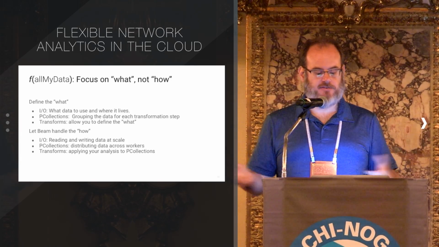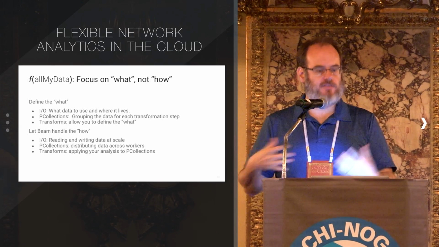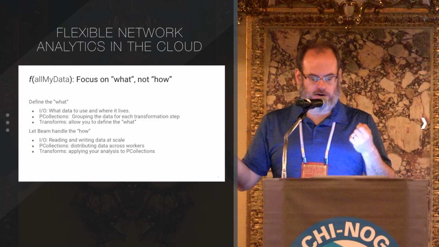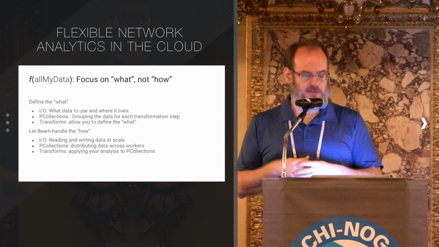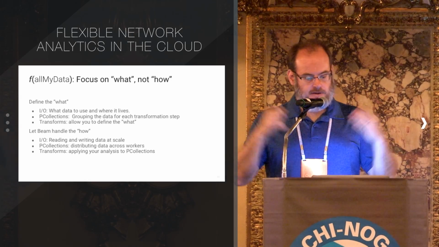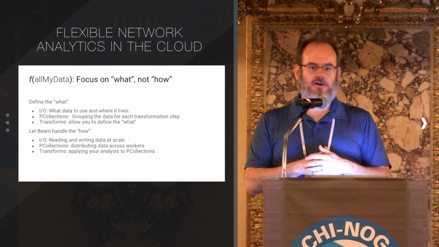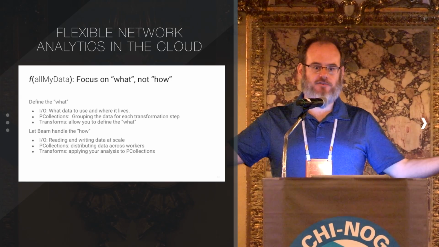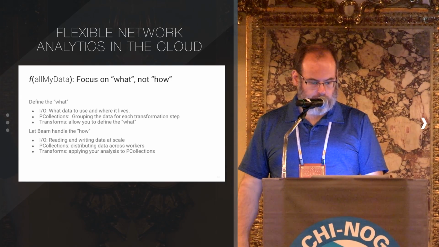Same thing with P collections. You group the data together in useful ways for the analysis, but you don't have to spend the time figuring out how to get it on all these parallel workers. Beam will take care of that for you. And finally, transforms, again, sort of the wrapper for your actual code. And you write the code, and this is maybe the hardest part, right? Because you actually have to write some code, but the process of distributing it to a whole bunch of workers, that's taken care of for you.